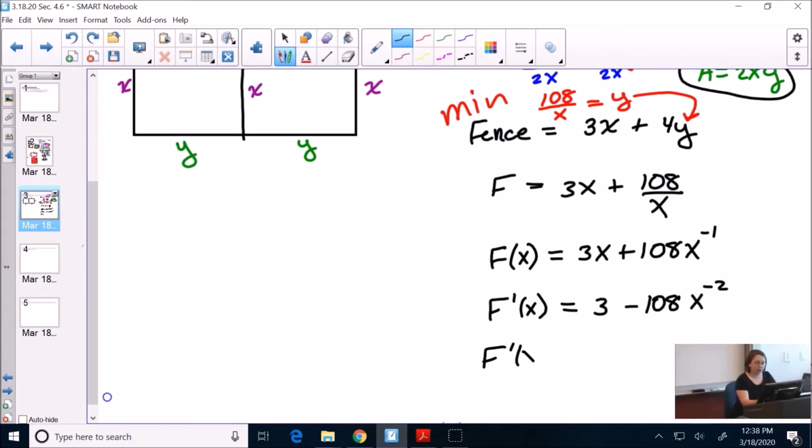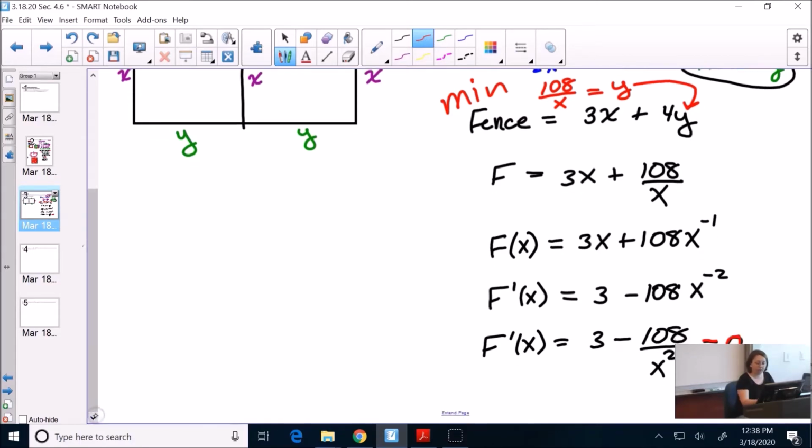Now, as I warned you, you need to clean it up. Get rid of that negative exponent because you have to set this thing equal to 0. Derivative equals 0 is your critical point. Remember, critical points are your potential max and min values. So we have to solve for x.